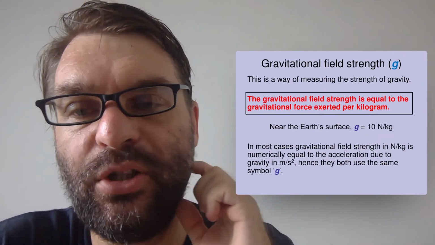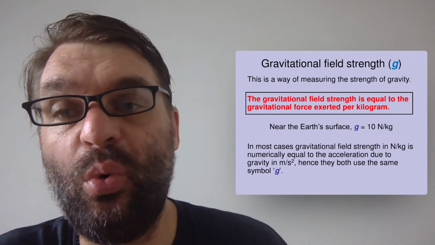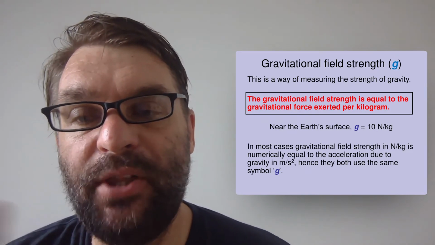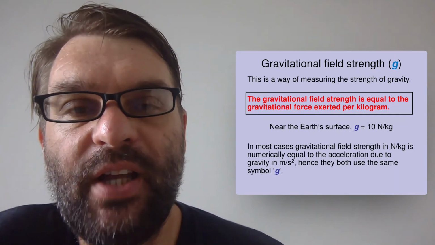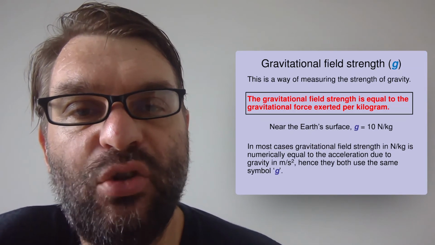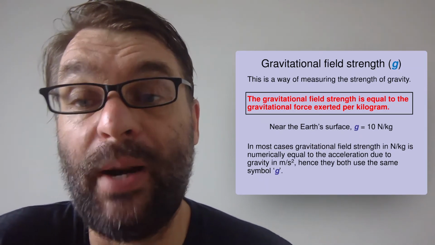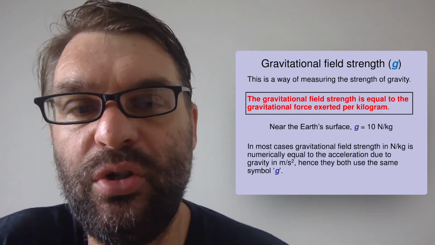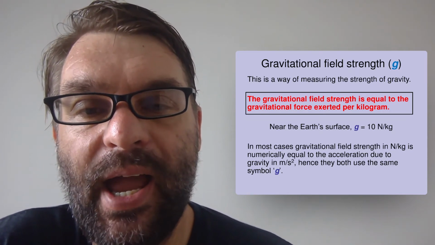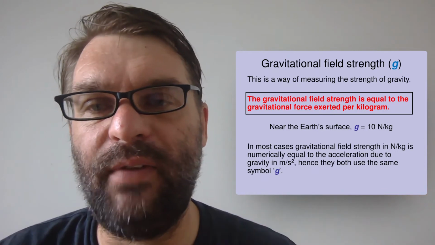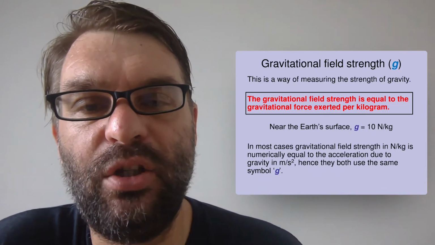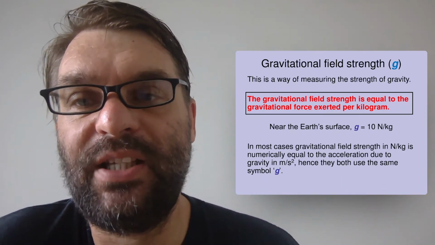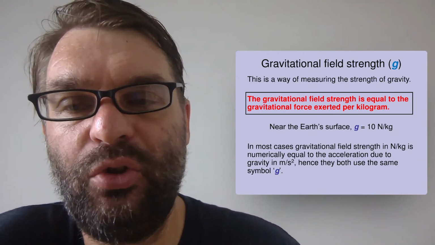Okay, so it's all based around g, gravitational field strength, which you've also been familiar with, and the red thing is the most important thing there: the gravitational field strength is equal to the gravitational force exerted per kilogram. And so for us on Earth, on the surface, it's around 10 newtons per kilogram. Okay, and we can also interchange that with the unit of meters per second squared, because it's also the same as the acceleration that is due to the gravitational field strength.